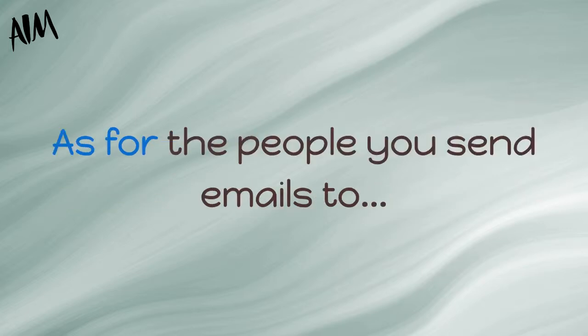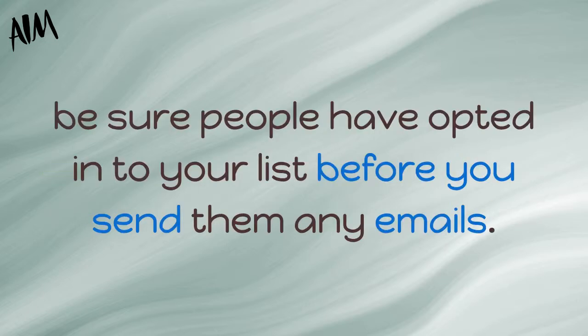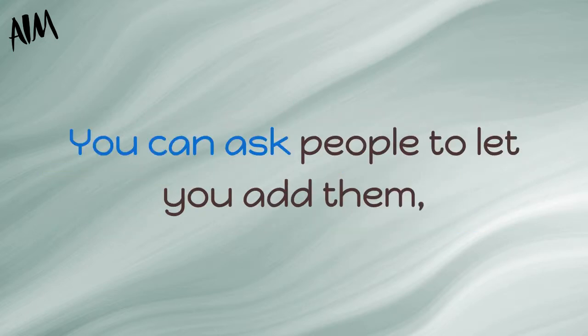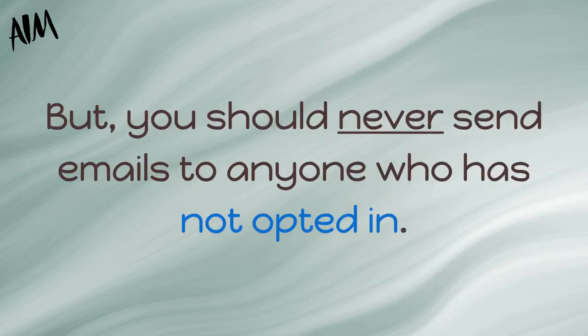As for the people you send emails to, they must have opted in. When you use an autoresponder system such as aweber.com to create your list, be sure people have opted into your list before you send them any emails. You can ask people to let you add them, or you can direct them via marketing to your sign-up form. But you should never send emails to anyone who has not opted in.